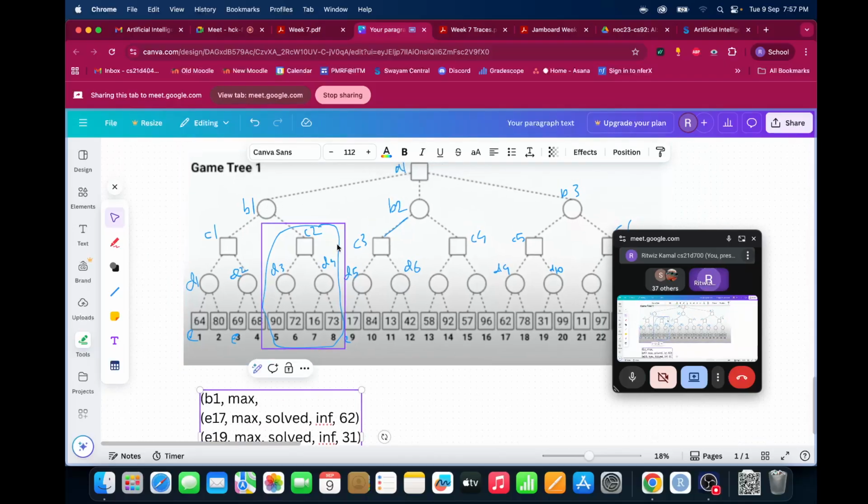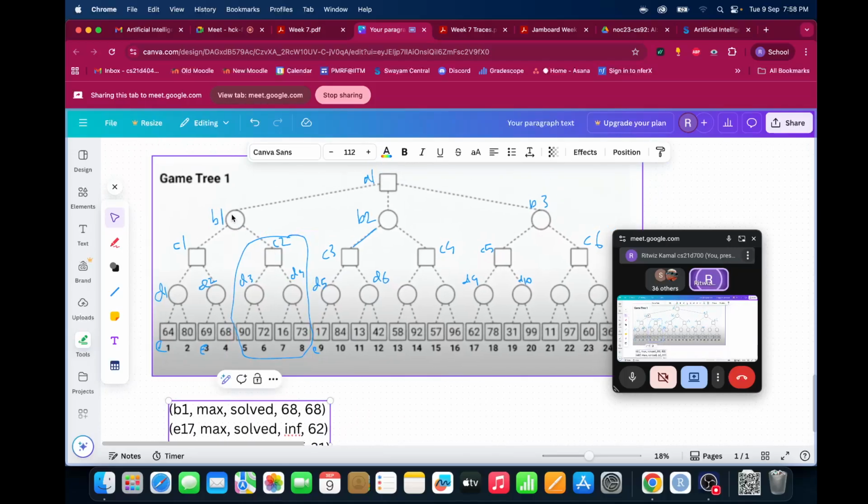So B1 is a min node, so you should take the minimum, right? Okay. Fine. So B1 will actually be solved, value 68, 68.